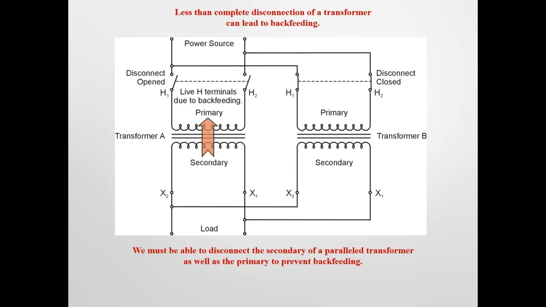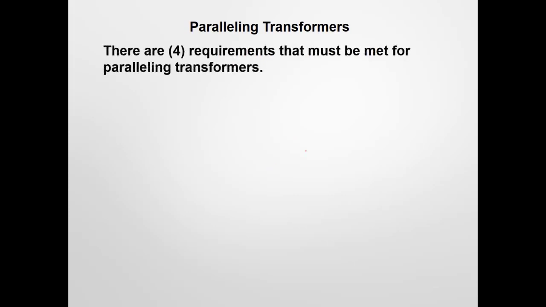So let's say I didn't want to take the system down. I would need to make sure that I opened up the secondary as well. So we would need to disconnect on the secondary as well. And then you could isolate that one transformer, remove it, and put it back, or whatever you needed to do. So paralleling transformers, a couple of requirements, four of them.